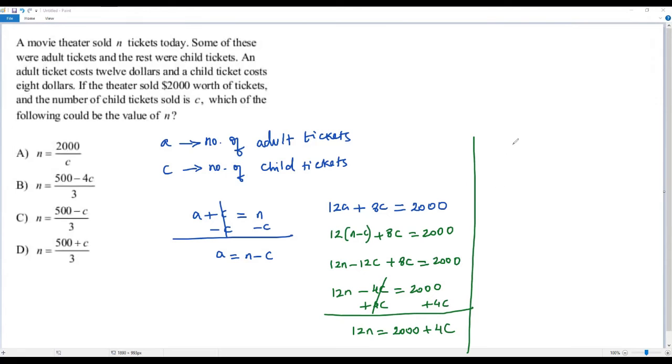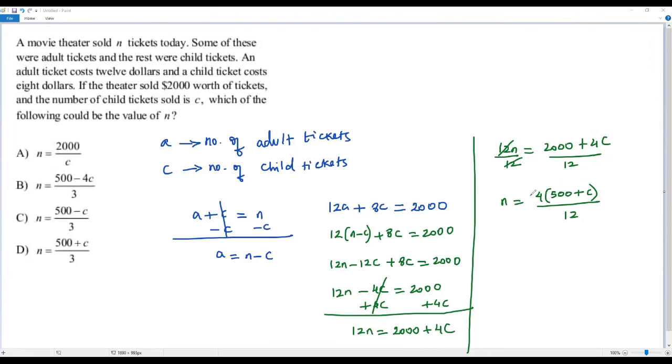Let me continue over here. Let me write the same equation, 12N = 2000 + 4C. Let me divide both sides of this equation by 12. Then the 12 cancels out, and I get N on the left side. Here, when I consider the expression in the numerator, both 2000 and 4C have the greatest common divisor 4. So we can factor 4 out. When 4 is factored out, we get 500 + C inside the parentheses. When I distribute this 4 to 500 and C, I get the original expression. So the factoring I've done is correct.